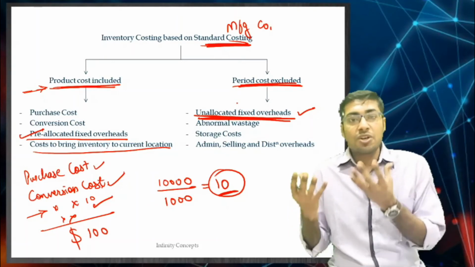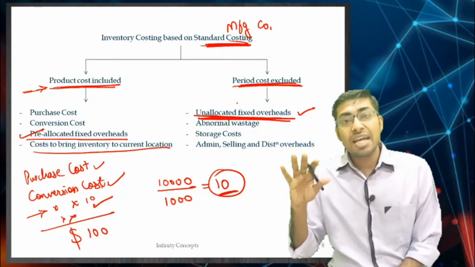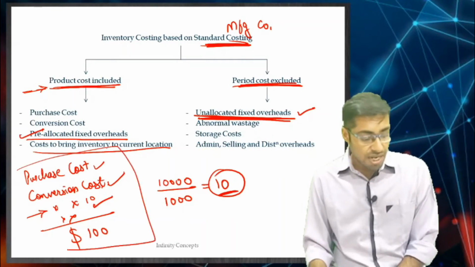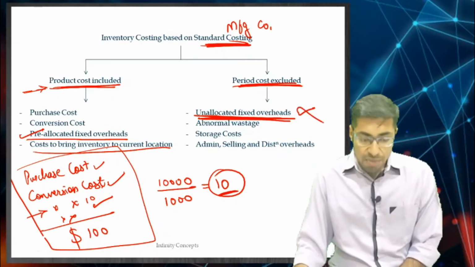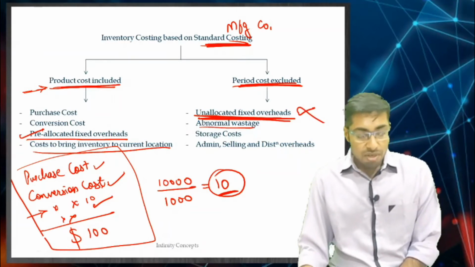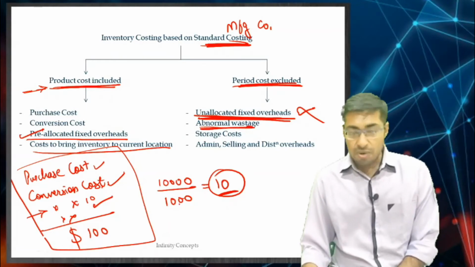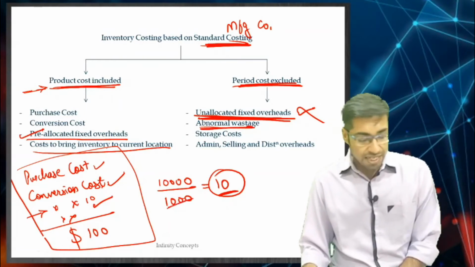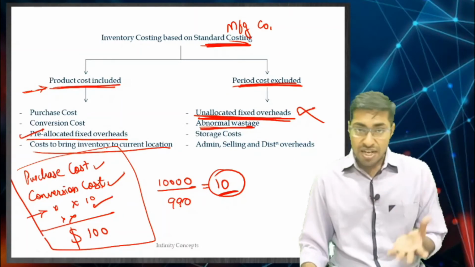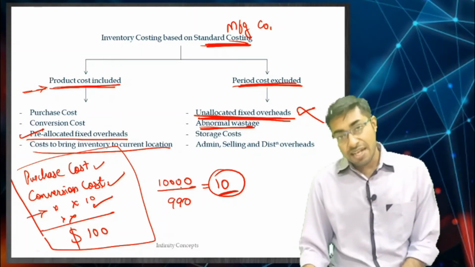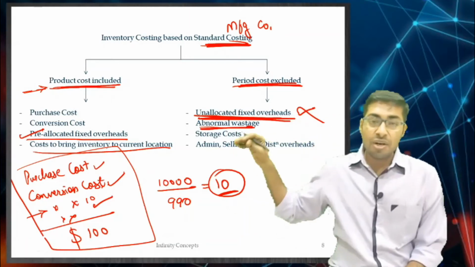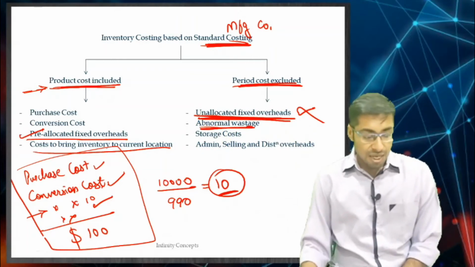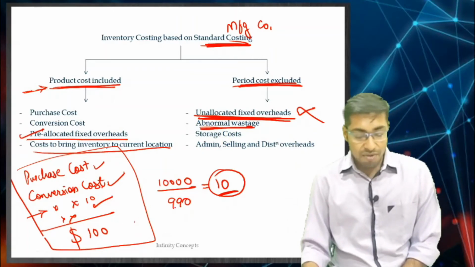That unallocated portion of the fixed overheads should not or cannot get loaded into this particular cost that you are calculating for the pen, right. So, unallocated fixed overheads will not be included because that is a period cost. Abnormal wastage, over here we saw abnormal wastage, instead of 1000 pens, 10 pens were defective and therefore only 990 pens got manufactured, right. So, the cost for those other 10 pens will also not get spilled over onto these pens, the 1000 pens that I have manufactured, right.